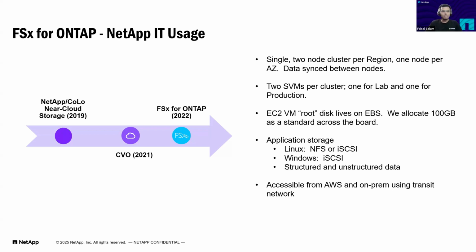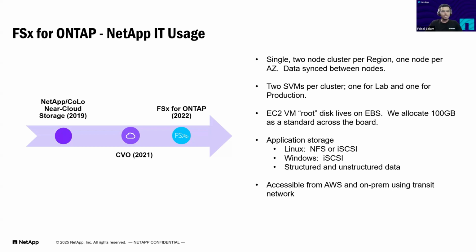The way we have it set up, we have two SVMs per cluster, one for the lab and one for production. For all of the EC2 instances, we attach a 100 gigabyte EBS as the root volume. Application volumes are provisioned all on FSx and mounted on the servers. We have both Linux and Windows flavors. For Linux, we use both NFS and iSCSI provisioned from the FSx file system. For Windows, iSCSI LUNs are created and mounted on the hosts.